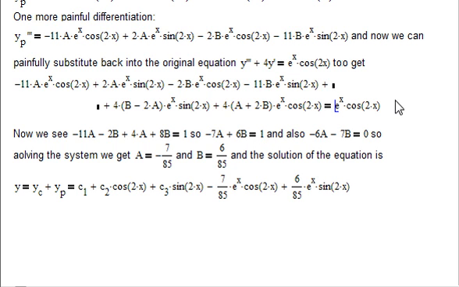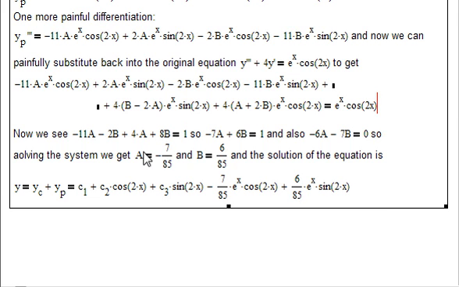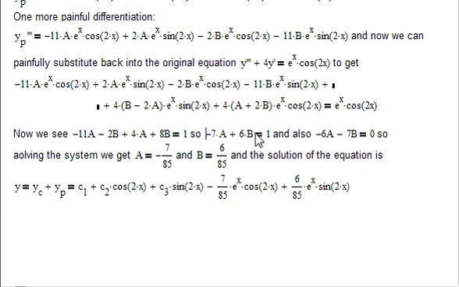And the e to the x sine of 2x terms disappear. So that means 2a minus 11b plus 4b minus 8a, which turns out to be negative 6a minus 7b. That has to be 0. So we get the system negative 7a plus 6b equals 1, and negative 6a minus 7b equals 0.